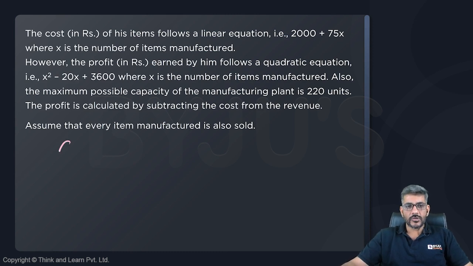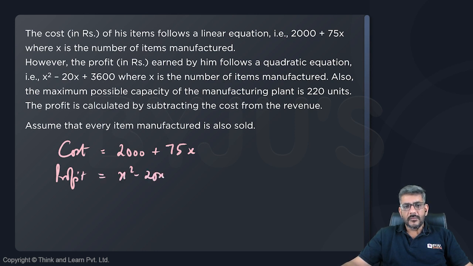So first of all, what all things are there? The cost is there, which is given as 2000 plus 75x. The profit is given to us in the form of a quadratic equation, that is x square minus 20x plus 3600. Also, he says that x is always less than equal to 220.